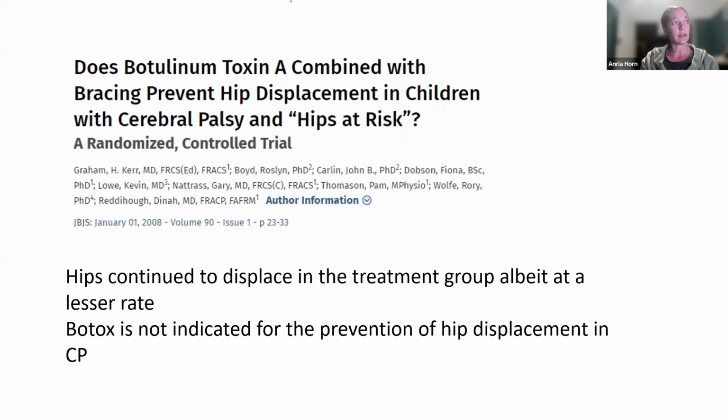And here was just another study that looked at this, and it says the hips continue to displace, maybe at a slightly lesser rate, and they do not indicate Botox for the prevention of hip displacement.